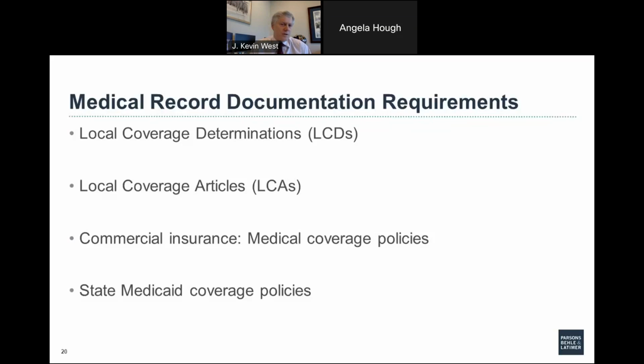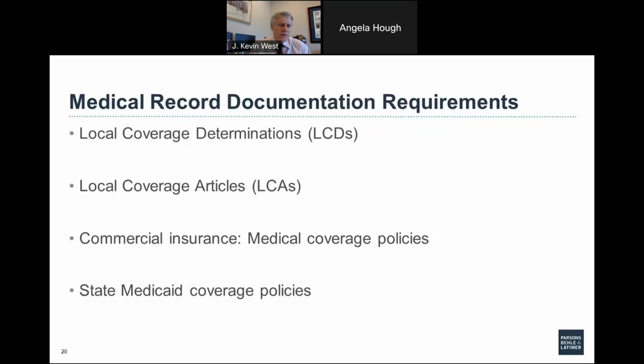A newer document that is an adjunct to the LCD is what is called a local coverage article. And these are newer. These have really only been around for the last few years in terms of common usage. And the Medicare system uses these documents to tell providers, here's what you have to document, here's what you have to show in terms of medical necessity in order for the Medicare program to cover something.